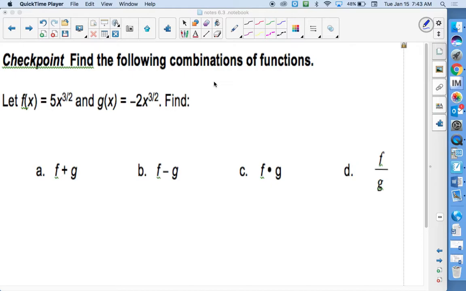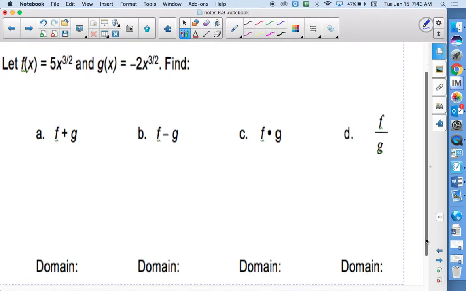Above, it shows what f and g is, so you just add the 2 together. Yeah, so you take the function that represents f, which is the 5x to the 3/2, not 2/3. You're adding that with the function that represents g, which is a negative 2x to the 3/2.